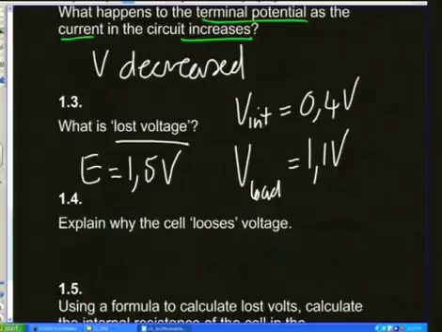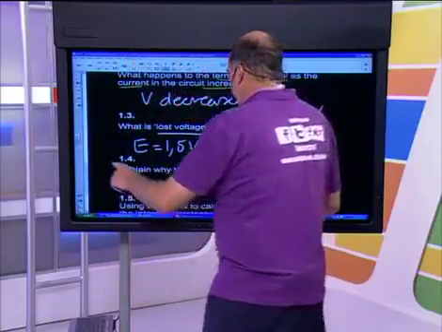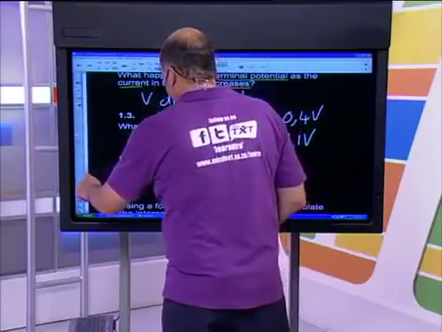These two added together will always give you the same EMF. So lost volts, or lost voltage, hasn't actually been lost. It's using up energy to push through the cells, to push through the battery. We need to recognize that's where it's happening. And so that's the next question.